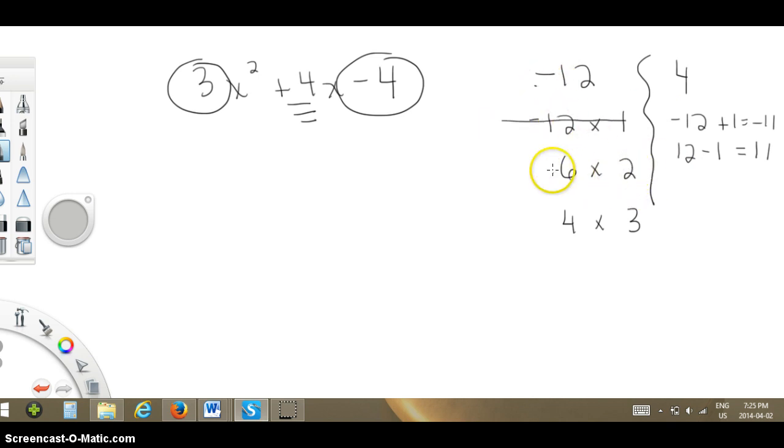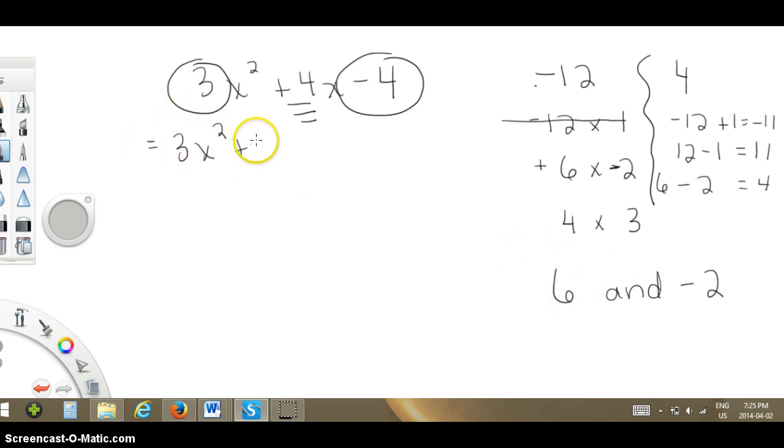6 and 2. Well, we need a negative somewhere because 6 times 2 is positive 12. We need negative 12. So if you take a look, if you need 4, I can manipulate 6 and 2 by saying 6 minus 2. That means I have a positive in front of the 6 and a negative in front of the 2. So those are my two numbers, 6 and negative 2. So I'm going to rewrite this. Basically decomposing, that's what this is called. Doesn't matter the order. I basically just decomposed my 4x. 4x is positive 6x minus 2x.